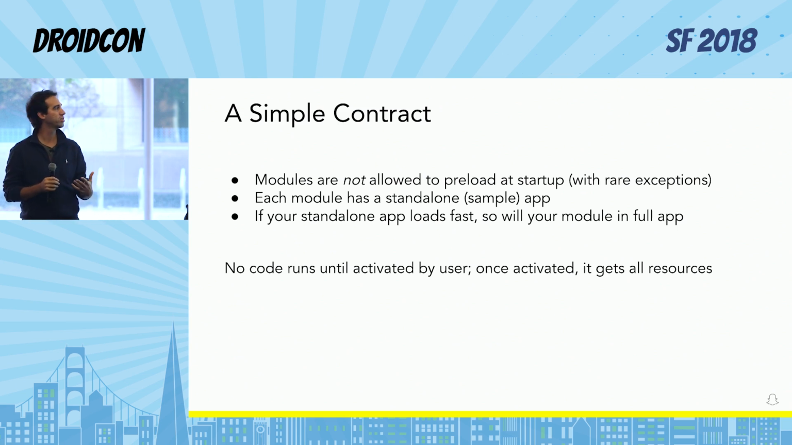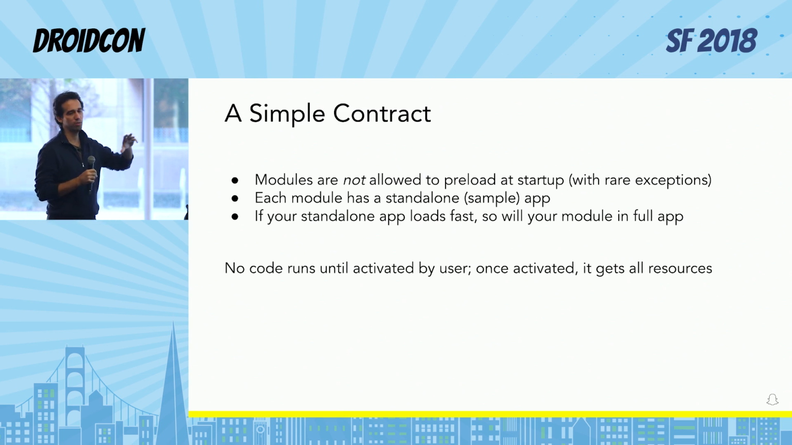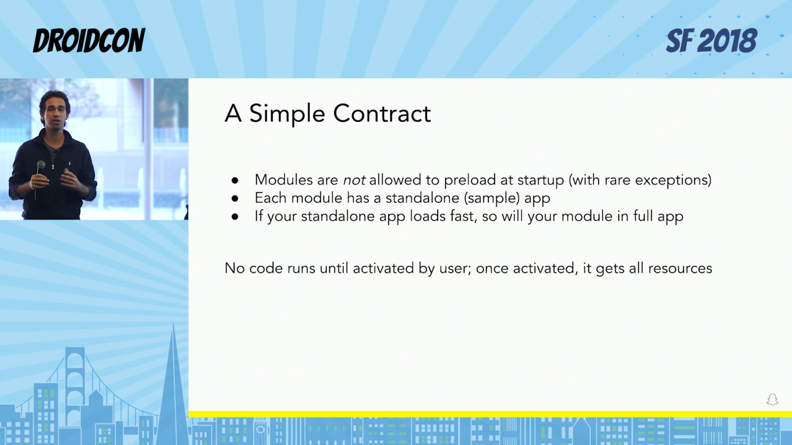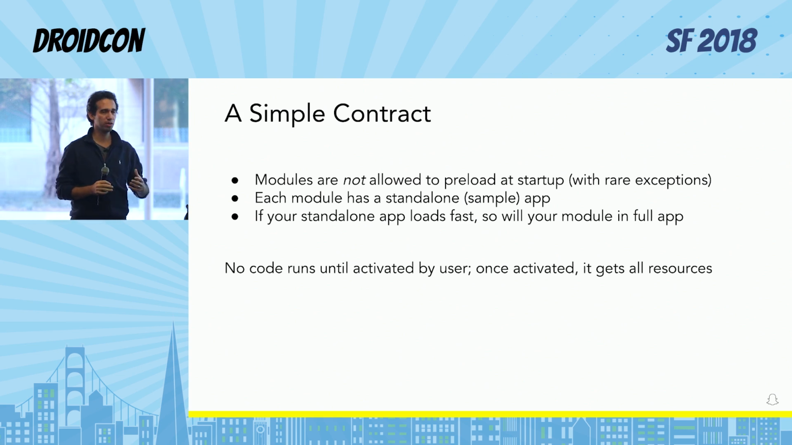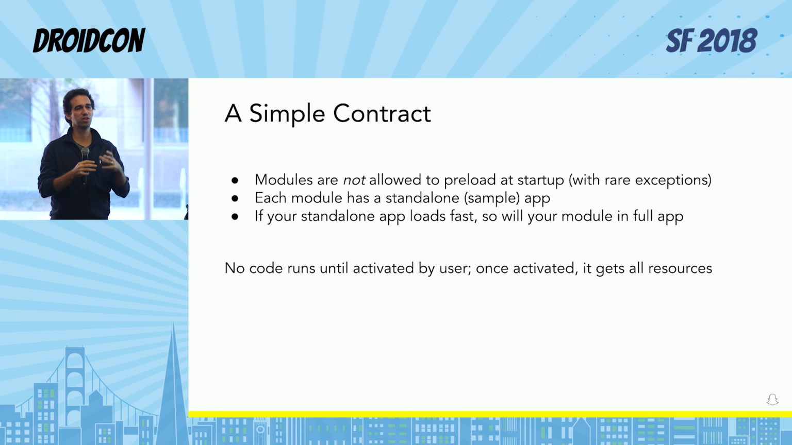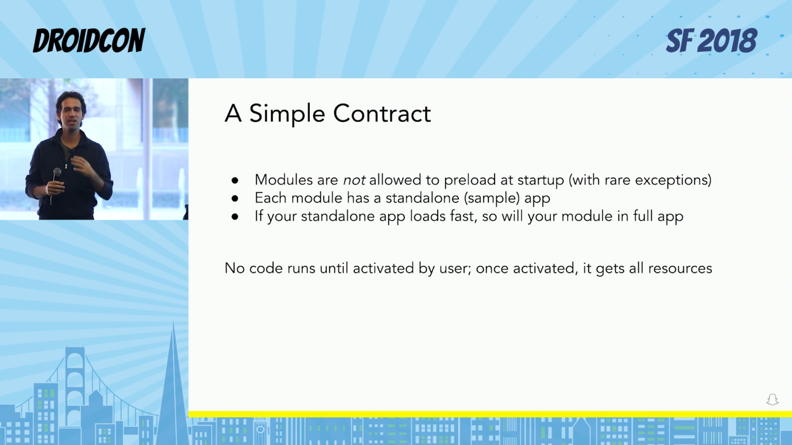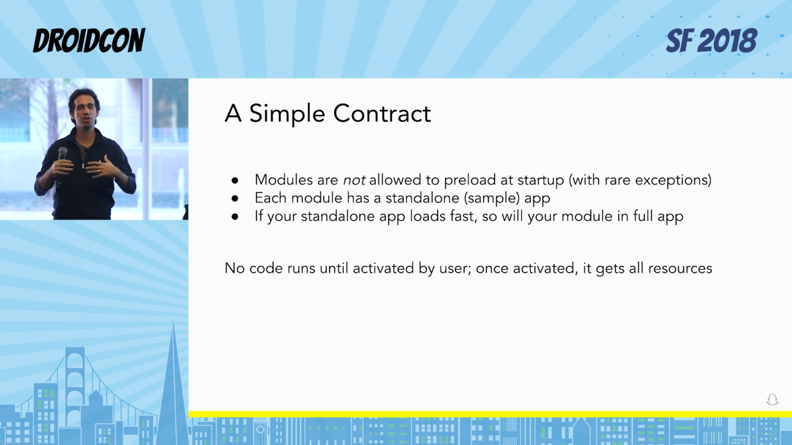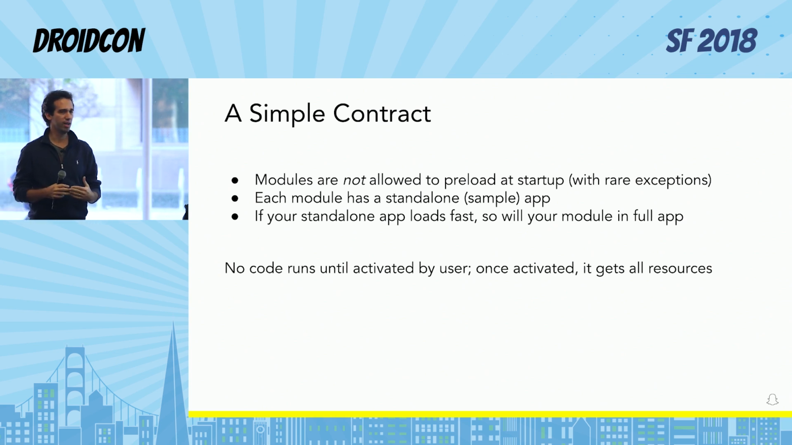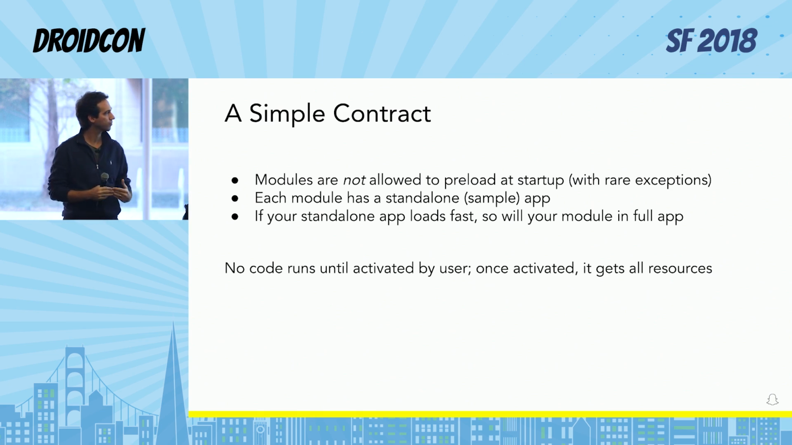So we came up with a very simple contract. We divided our app into modules. Modules are not allowed to do any preloading at startup, or do any work for the most part when they're not running. Each module came with a standalone sample app, which was a way for you to develop your app and prove that it's fast in isolation. And if your standalone app loaded fast, the promise of our platform was that when you put it all together, it would still be fast. Working on the platform team, our job was to ensure that that contract was held.